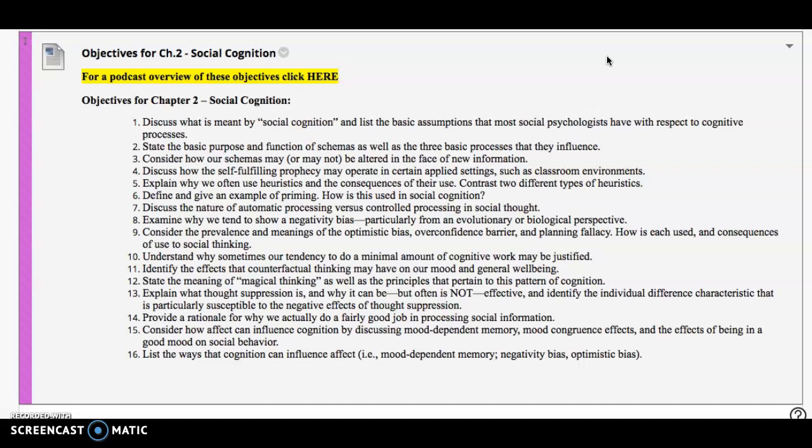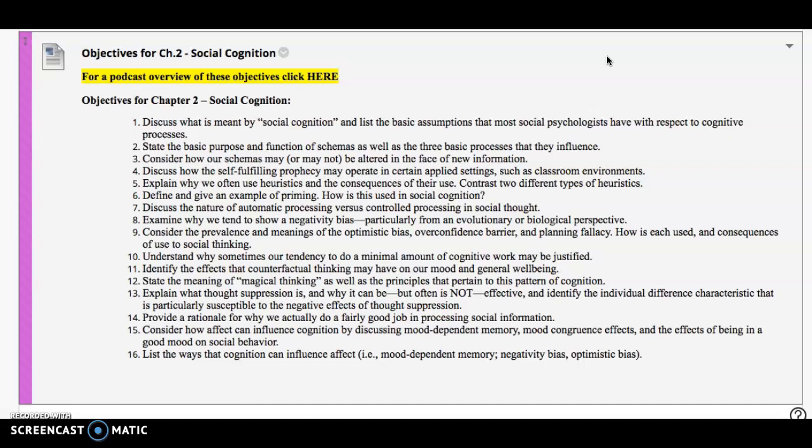Discuss the nature of automatic processing versus controlled processing in social thought. So we tend to think in a lot of automatic ways. So a lot of our thinking can happen just automatically. We don't really have to spend too much time processing there. We can come to quick conclusions about people or things or places based on past experiences or based on what we've heard, information that we know.